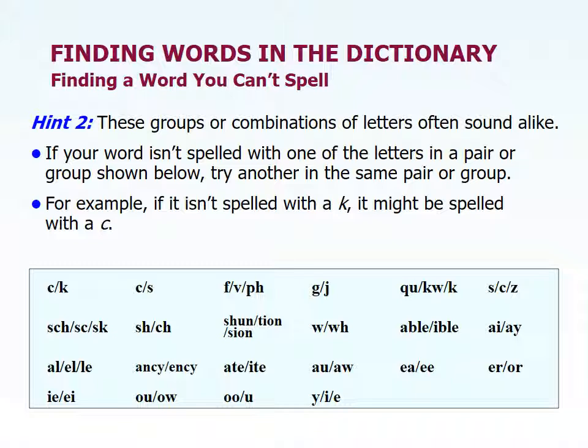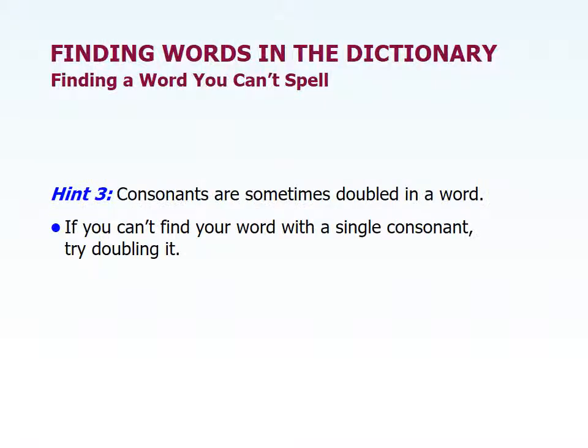There's also another hint, which is that often groups or combinations of letters sound alike. So if your word isn't spelled with one of the letters in the pair below, then try the other letter in the same pair. For example, the first one we have is if you think it's spelled with C but you can't find it, try to see if it's spelled with K. Similarly, if you think that it's spelled with a Y, try looking for it with an I or an E. Oftentimes these have the same sounds.